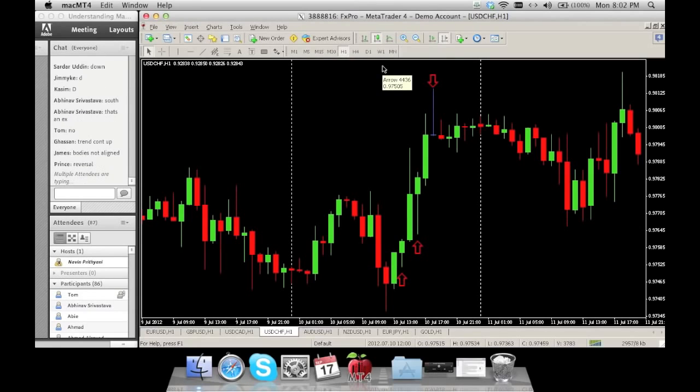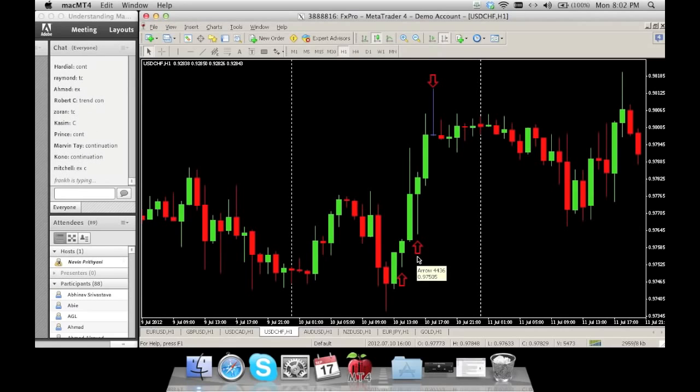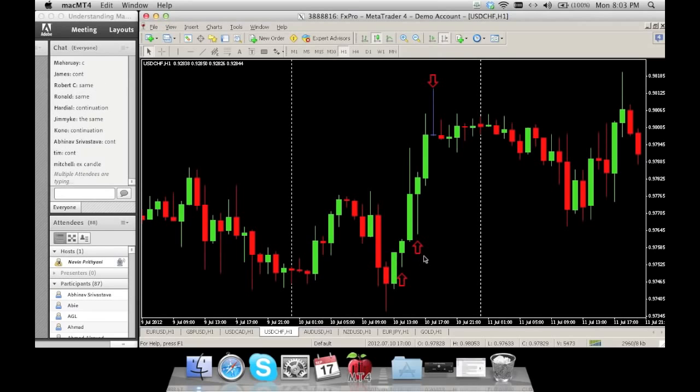Okay, let's do this one at a time. Okay, arrow number one. What is arrow number one? Okay, continuation, continuation, continuation. Okay, good. Arrow number two. What would you say? Okay, Michelle, it's also a continuation. Both of these are trend continuation. These are upside down exhaustion candles.